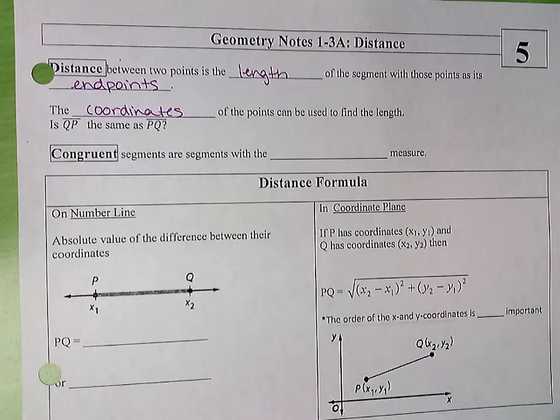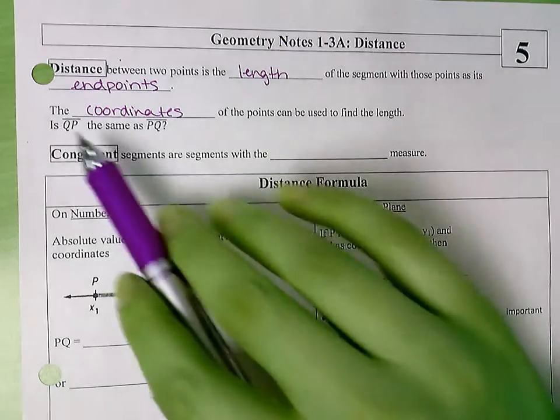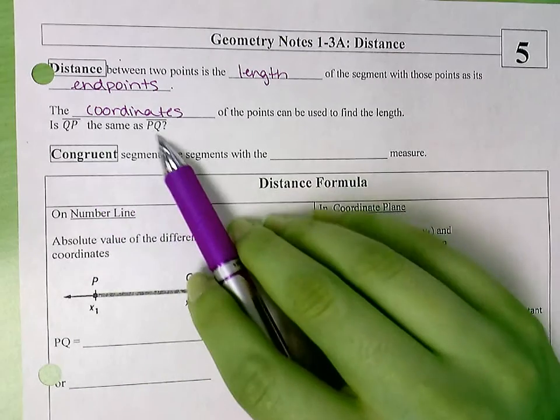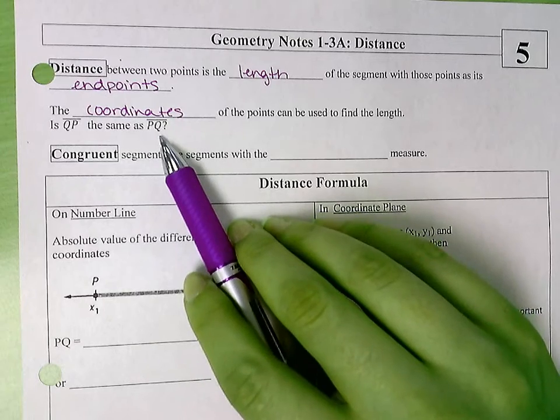Of the points can be used to find this length. Okay, so you can use these coordinates on a coordinate grid or on a number line to find the distance between the two. Now this next question here, is segment QP the same as segment PQ? Right here. Segment QP, is that the same as segment PQ?